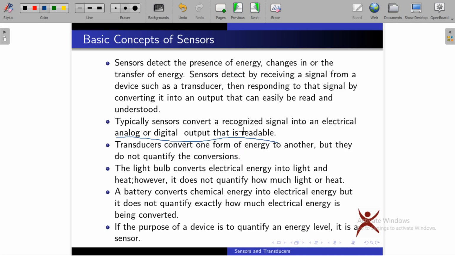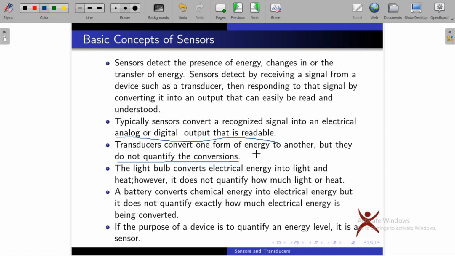What is the difference between sensors and transducers? Transducers convert one form of energy into another form, but they do not quantify the conversions. For example, take a generator. A generator is a transducer. It converts mechanical energy into electrical energy, but it doesn't quantify the conversion.